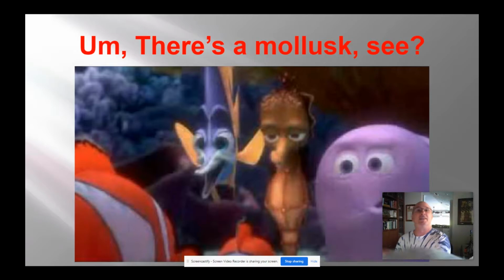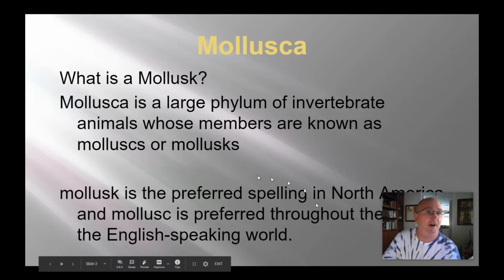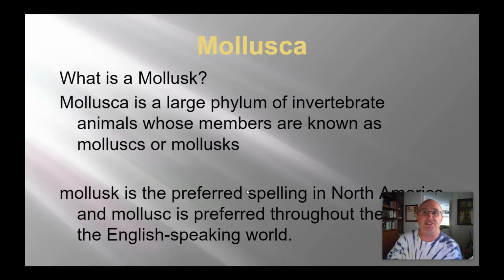All right, that's my intro to Phylum Mollusca, the mollusks. That's what we're talking about today. So, what is a mollusk? Well, a mollusk is a large phylum of invertebrates, animals whose members are known as either mollusks or mollusks, spelled two different ways. Mollusk with a K is how we tend to spell it here in North America, but for the rest of the English-speaking world, they spell it typically with a C.